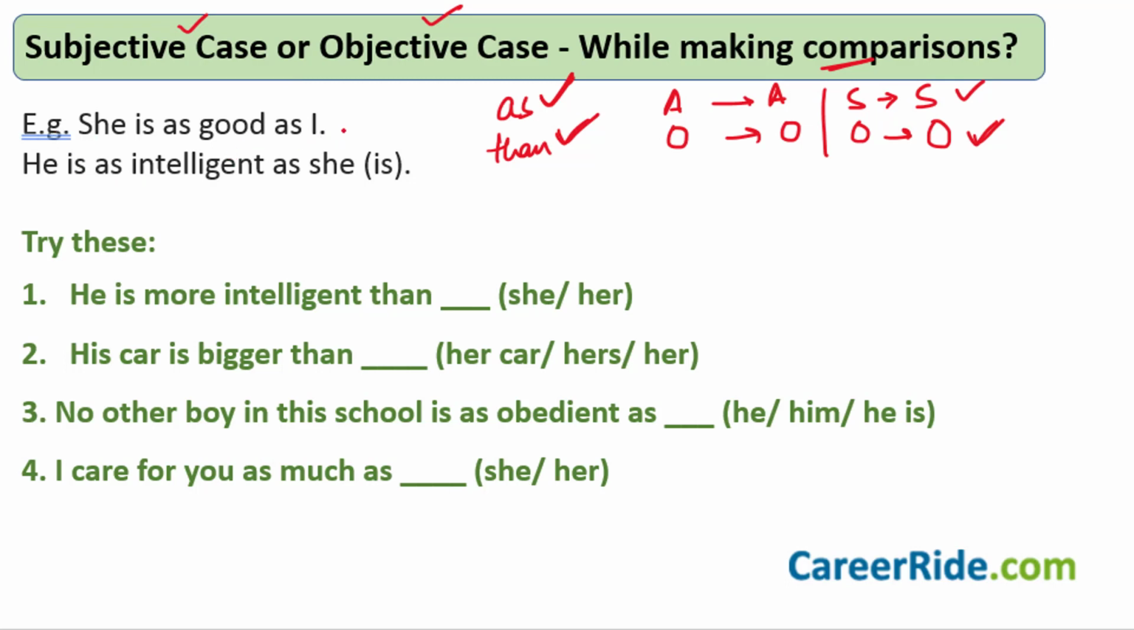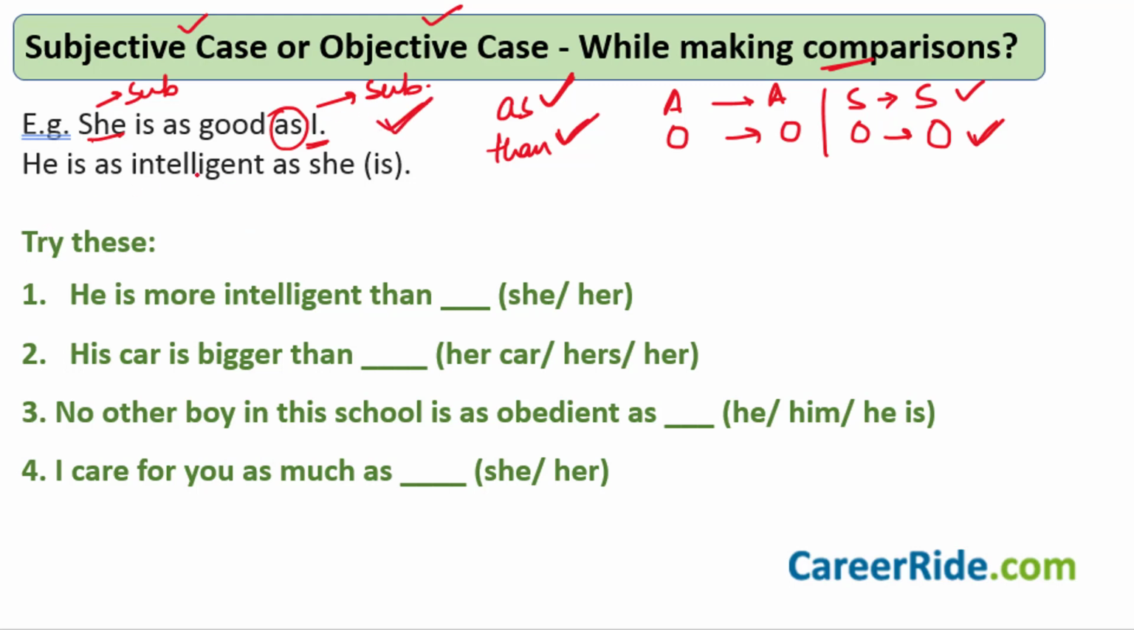She's as good as I, right? So there is a comparison between whom? Between she and I. She's as good as I. So you can see "as" here, the comparison is made using "as", as I said. Now what is this? She is a subjective case, right? So it has to be compared with a subjective case only. So this "I" is also a subjective case, which means this sentence is correct.